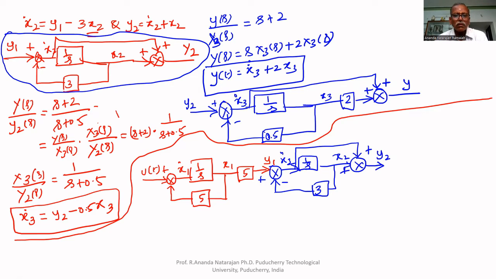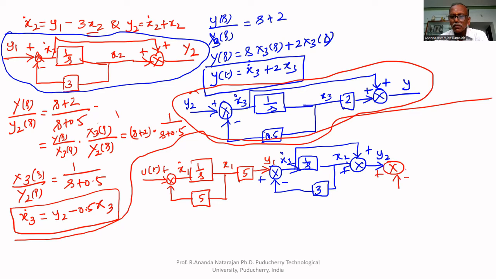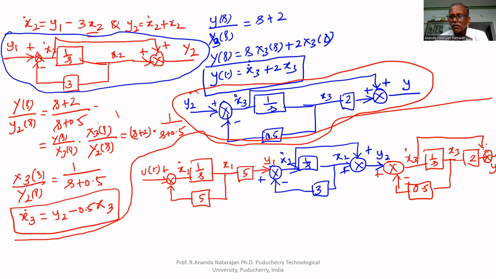Here y2 is the input and y is the output. So you connect here. Y2 is x3 dot. You put 1 by s, you will get x3. Here we have to multiply 0.5 times. 2 times x3 and 1 times x3 dot. If you multiply, you will get y.